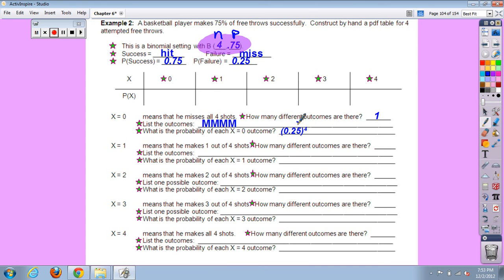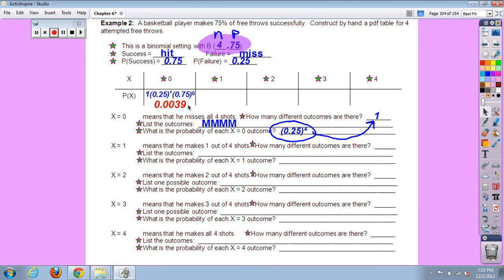Now, how many different versions of this do we have? We only have one. So how we can write that, kind of as a shortcut here, would be we have one way of missing 4 shots, 0.25 to the 4th, and if we miss 4, that really means we're making 0.